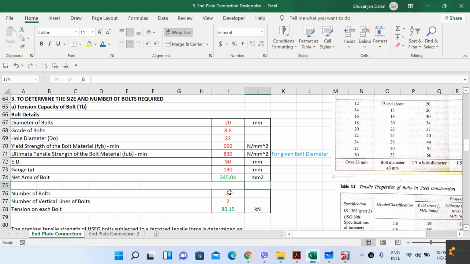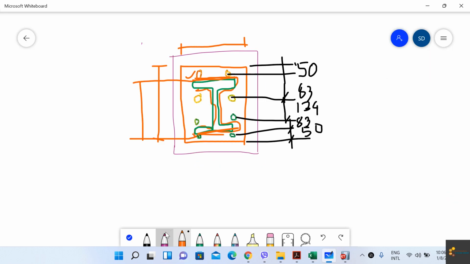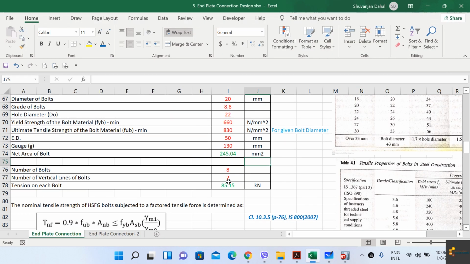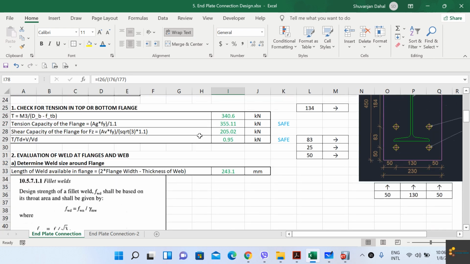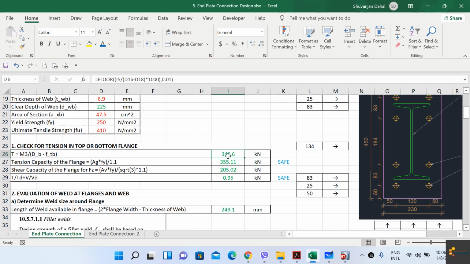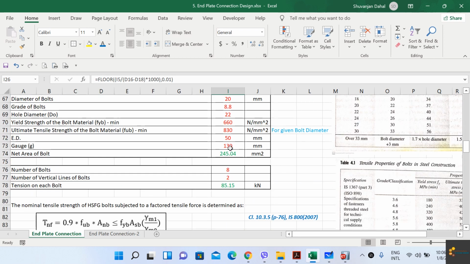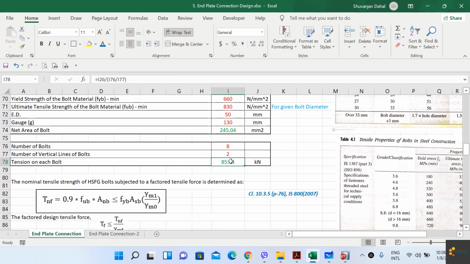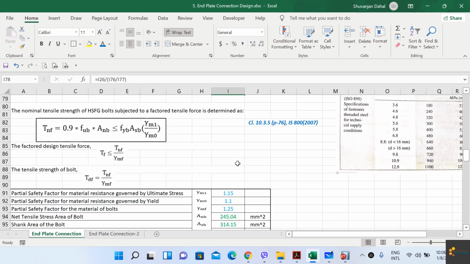Now let us suppose the number of bolts we will be using is 8 and the number of vertical lines of bolt is 2. If you see in this diagram here, 1, 2, 3, 4, 5, 6, 7, 8 bolts and the two lines of bolt, two vertical lines. So if you consider this, the tension on each bolt comes out to be 85.15 kN. That means you have to divide this tension that we got here, 340.6 kN, divided by 8 over 2, that means 4. So 340.6 divided by 4 almost comes out to be 85.15 kN. This is the tension on each bolt.